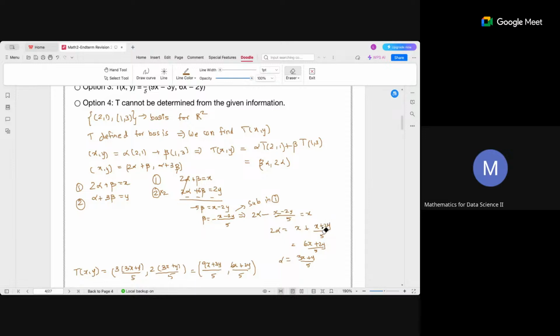So this is x minus 2y, right? Yes, ma'am. Beta is equal to minus x plus 2. So 6x minus 2y, so 3x minus 5. So 6x minus 2y. All right. 9x minus 3y. 9x, yeah.